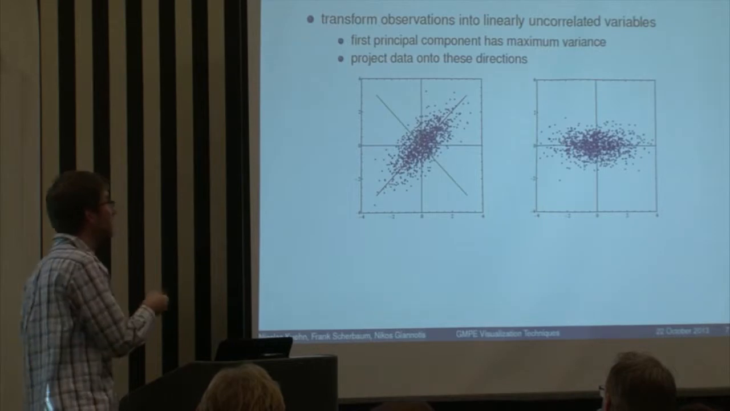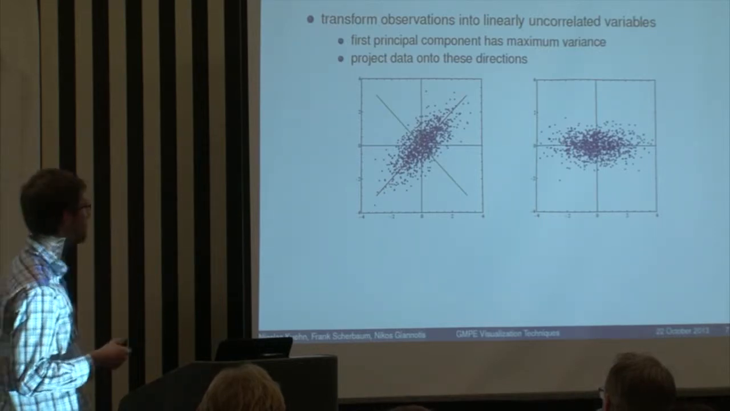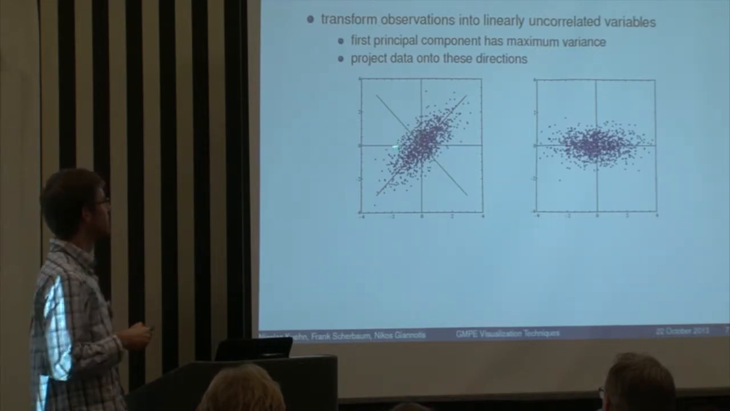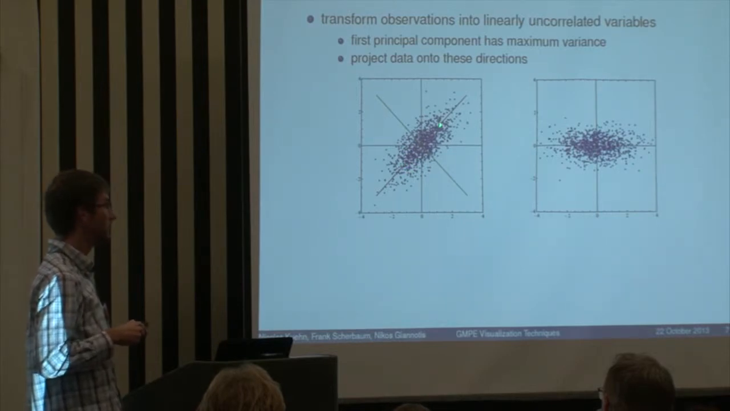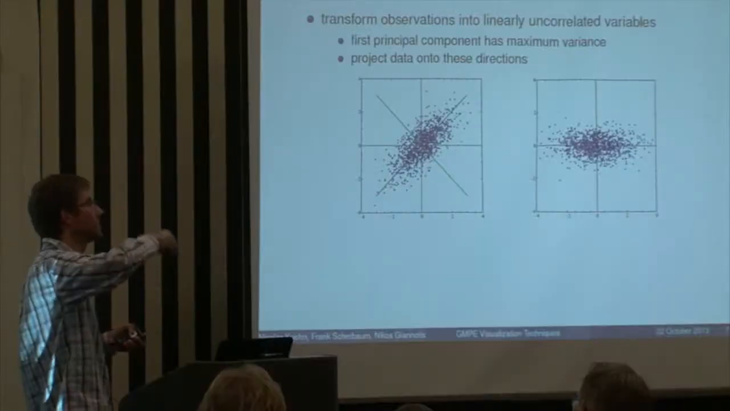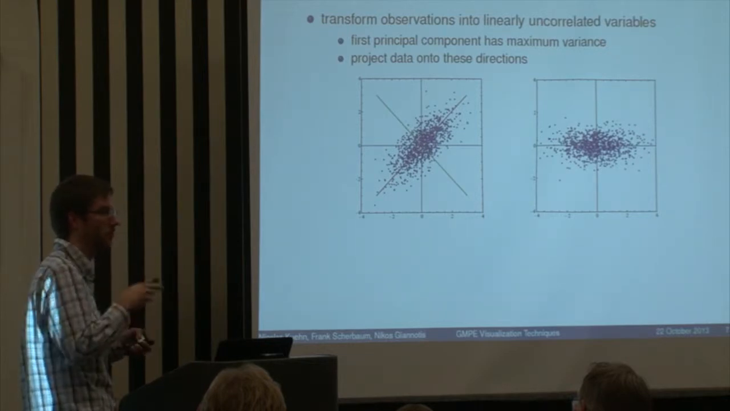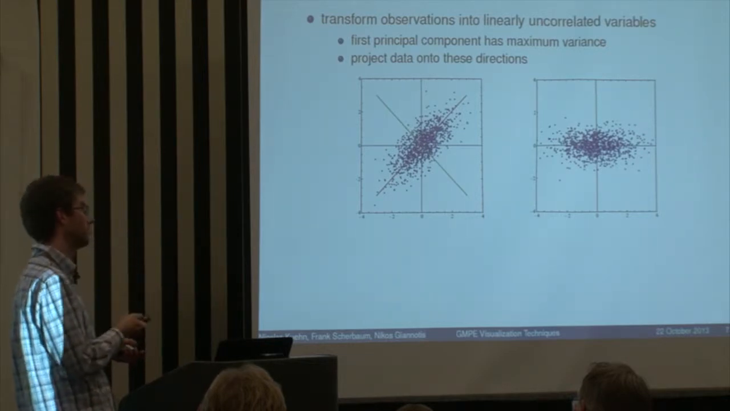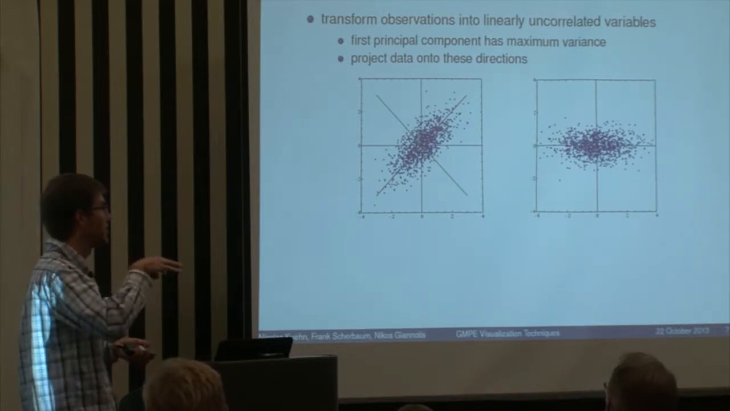So how does it work? So this is how principal component analysis works. What you do in principal component analysis is you look for the direction of your data which has the largest variance. This would be the first principal component, and then you look in a direction which is orthogonal to that first principal component, and which maximizes then the rest of the variance, which would be the second principal component, and so on and so on.